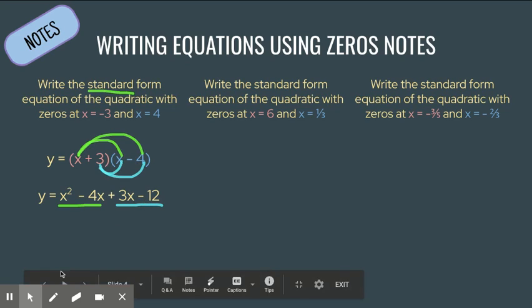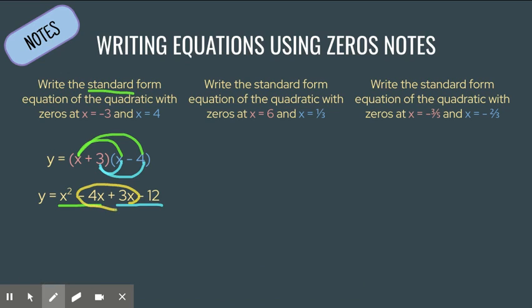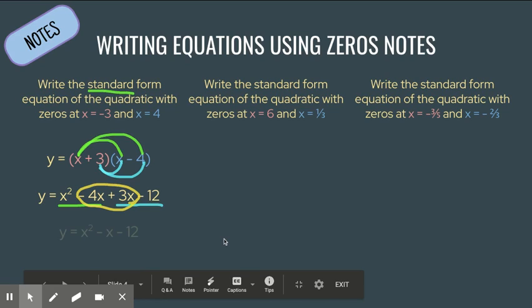Okay? Then I have two numbers here in the middle that can be added together because they're both regular x's. So negative 4x plus 3x is negative 1x, or just negative x. The x squared and the negative 12 stay on the ends. And that's the standard form equation, guys. So you just set up the factors and multiply it out.